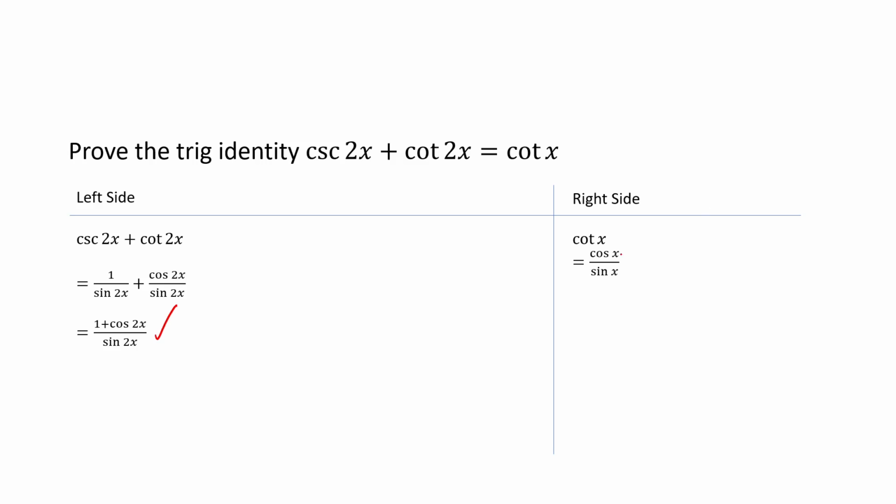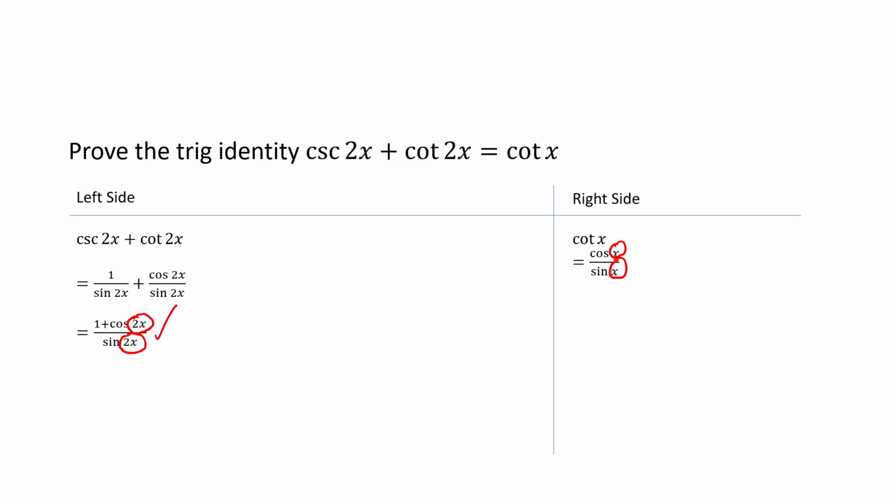On the right-hand side, it's a little simpler. Cotangent x is simply cos x over sine x. Now at this point, it's important to recognize that we have angles of 2x on the left and angles of x on the right. So we've got everything in terms of cos and sine, but we've literally got different angles themselves. We need to fix that. And the way we're going to fix it is by using the double angle formulas.